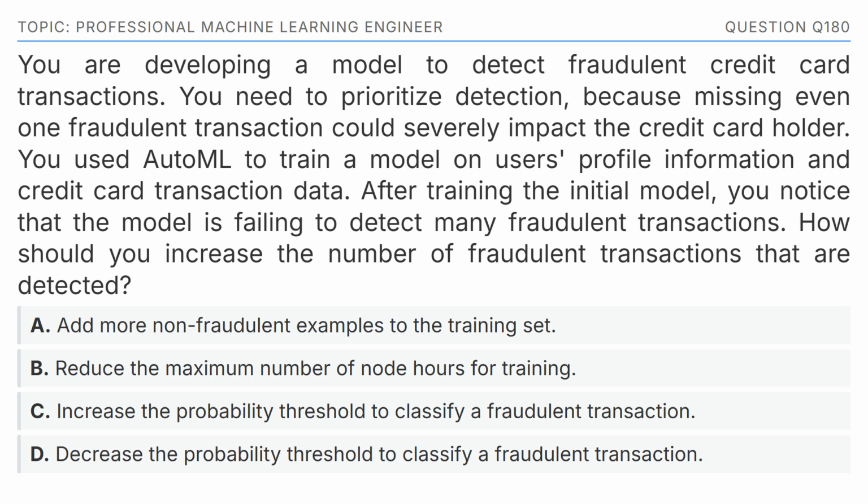The options are: Option A, add more non-fraudulent examples to the training set. Option B, reduce the maximum number of node hours for training. Option C, increase the probability threshold to classify a fraudulent transaction. Option D, decrease the probability threshold to classify a fraudulent transaction.